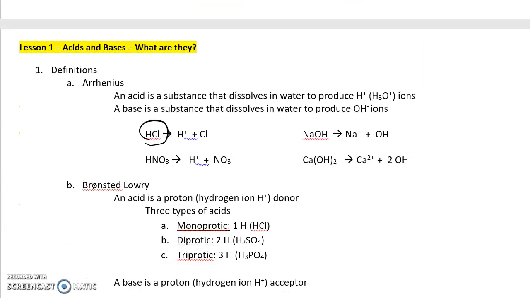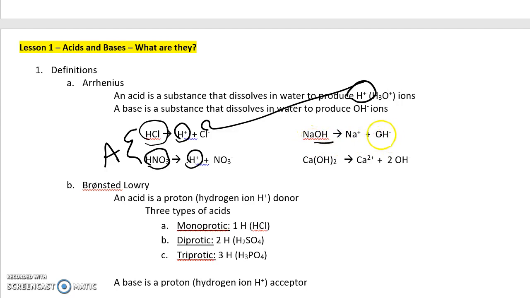Okay, so I know it's an acid because it gives off this H right here, and that, according to the definition, gives off H. Okay, this one again, HNO3 gives off an H, so therefore these both are acids. I see that this gives off an OH, and this also gives off OH. So according to this definition, that makes these both bases.